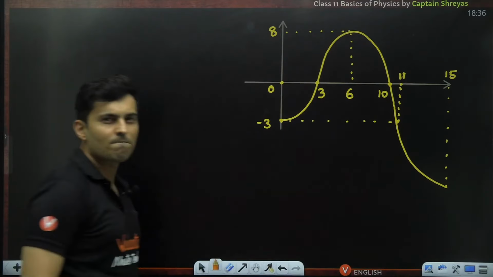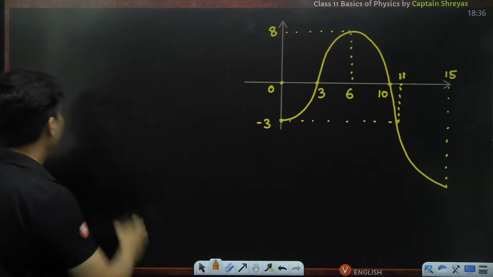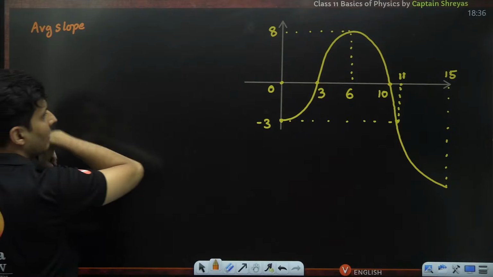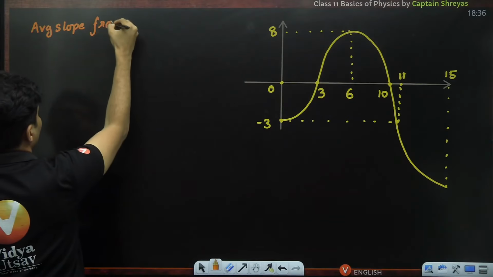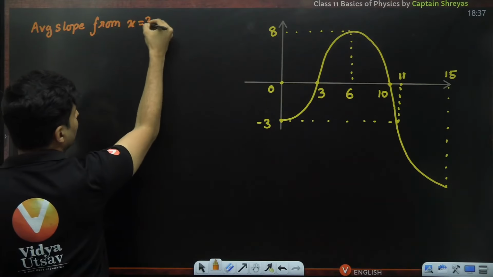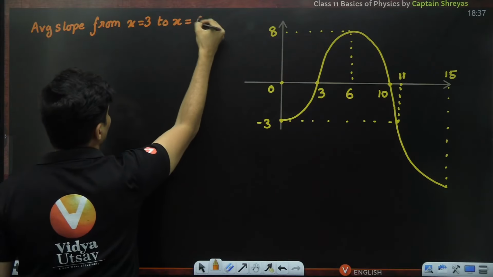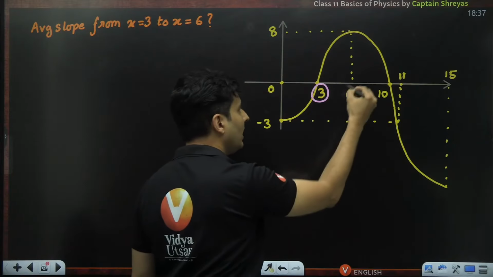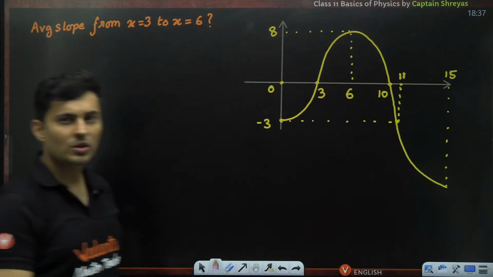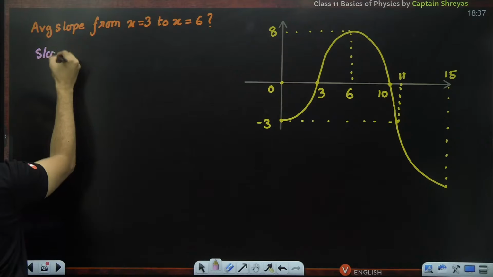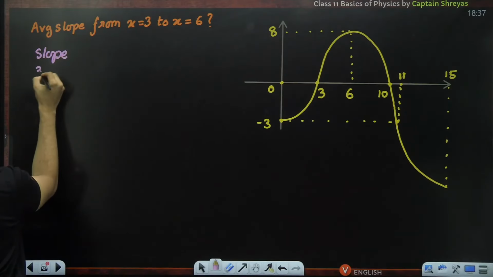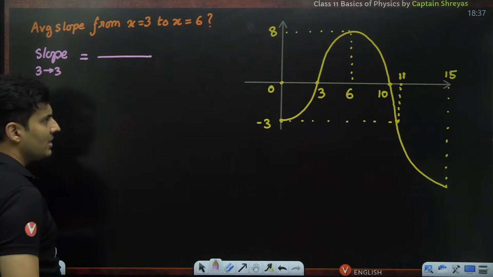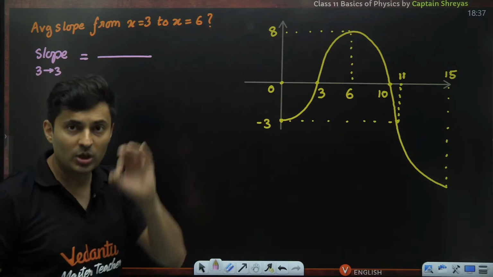Can you tell me what is the average slope from x is equal to 3 to x is equal to 6? That is the question. So the slope is asked. So let me put it over here. Slope from x is equal to 3 to x is equal to 6. So that will be change in y upon change in x.